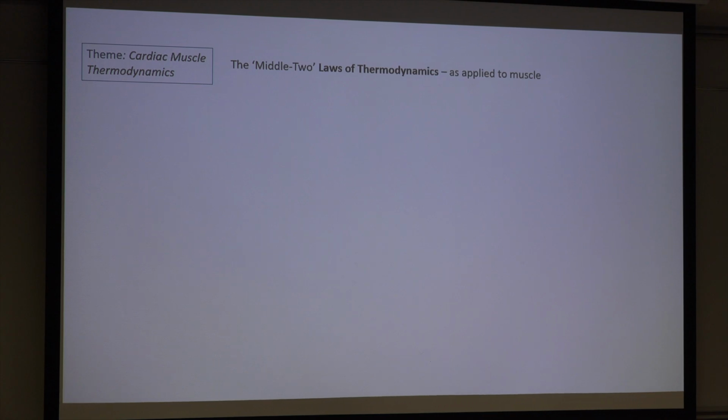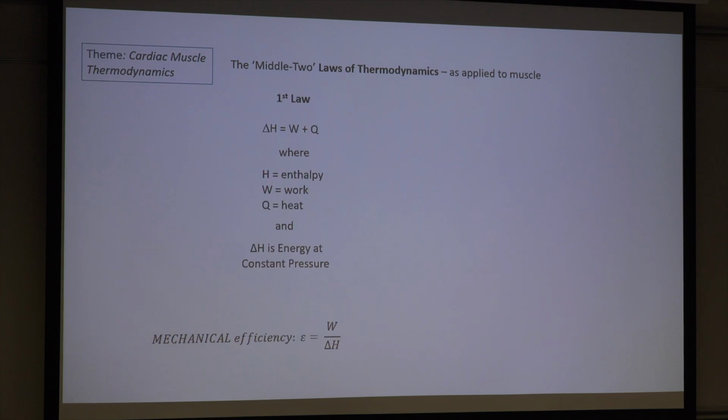The middle two laws of thermodynamics as applied to muscle. The first law says that the decrement in enthalpy that goes on before and after a muscle contracts will turn up as either work or heat. The H here stands for enthalpy, and enthalpy is just simply energy at constant pressure. And since our muscles perform at constant pressure, we have to take that into account.